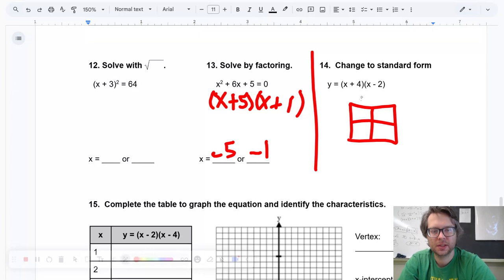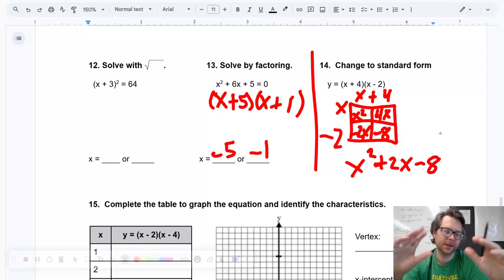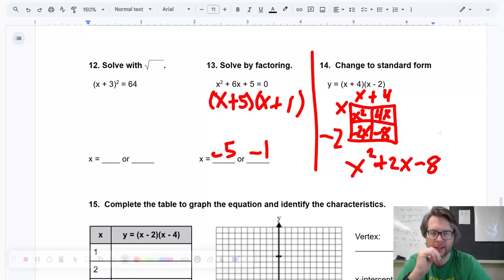Number 14 says to change it to standard form. Most of the time when we've done these, we've drawn these little distribution boxes. You don't have to do it this way, but a lot of you seem to like setting it up this way. After I do all that, I'm just multiplying the outsides and then adding up the insides, and I get x squared plus 2x minus 8. And that's standard form.